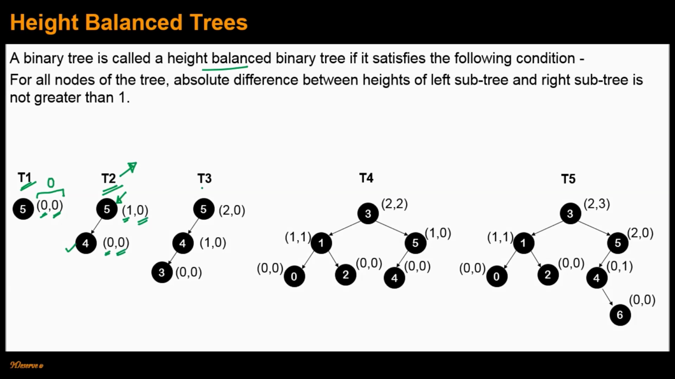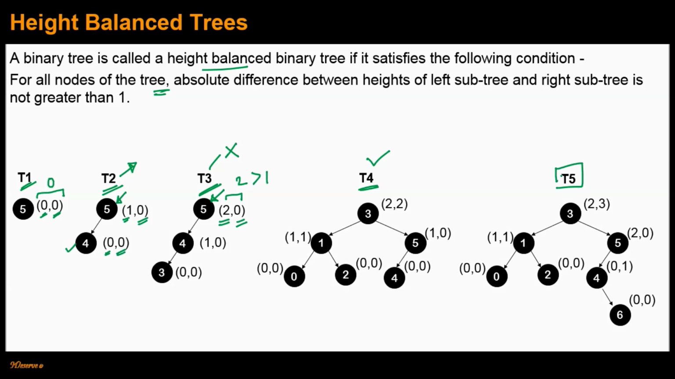Now, for tree T3, the height of left subtree when we look at node 5 is 2 and height of right subtree is 0. Now, this difference of heights, that is 2, is greater than 1. So, in tree T3, node 5 violates the condition for height balance and therefore this tree is not a height balanced tree. Now, for tree T4, you can observe that all the nodes satisfy the condition for height balance and therefore this tree is a height balanced tree.